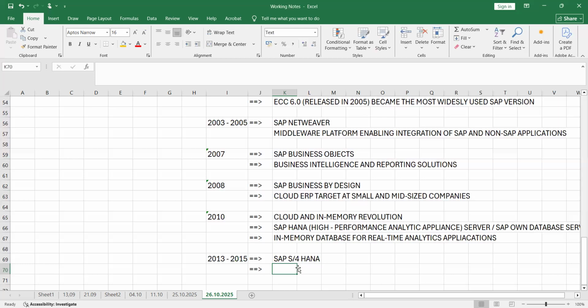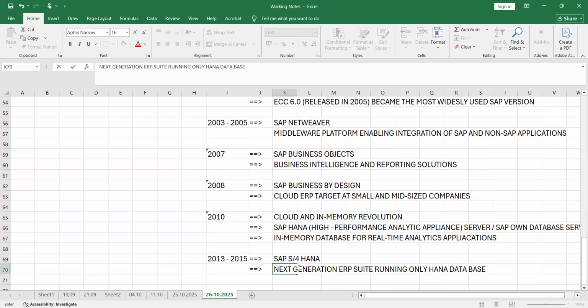Why SAP is more powerful every day in the sense, because of this, right? Next generation ERP suite. S4 HANA will work only on the HANA database, not on a third-party database. Only on the HANA database.